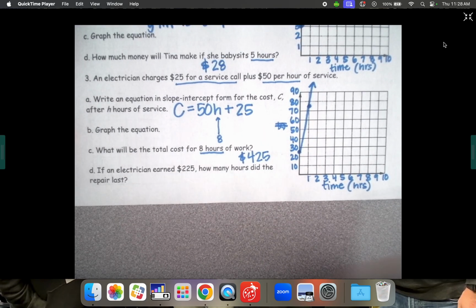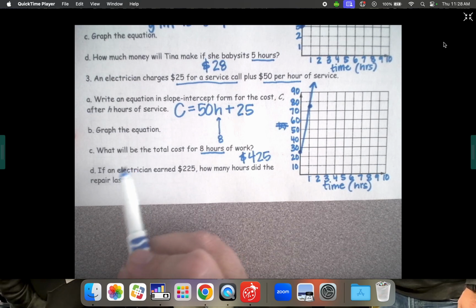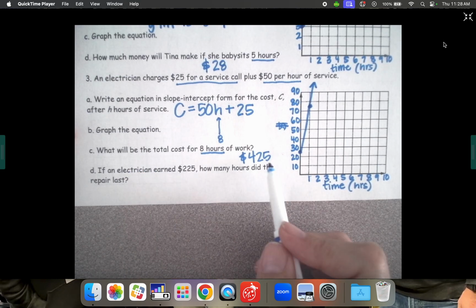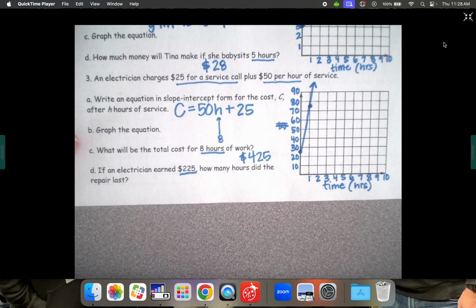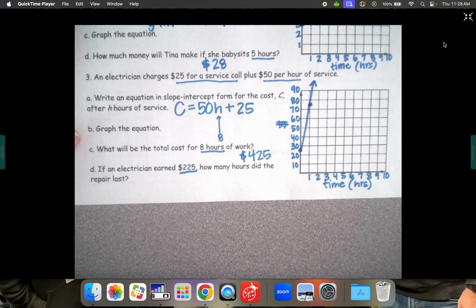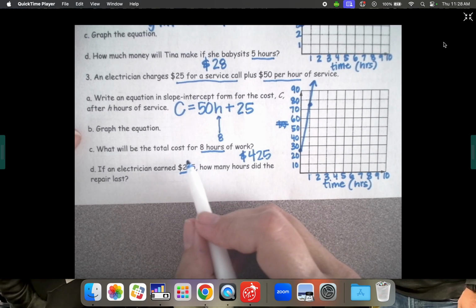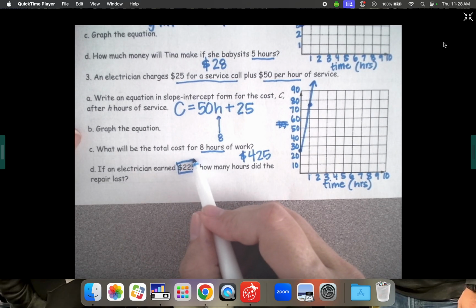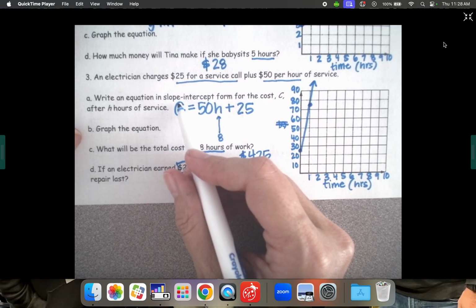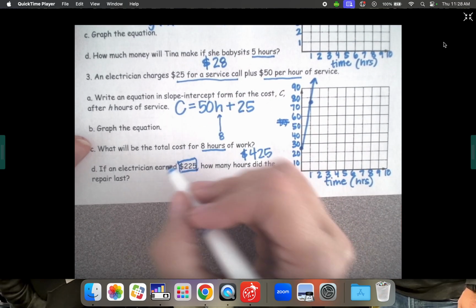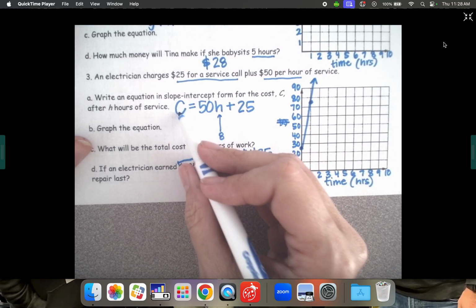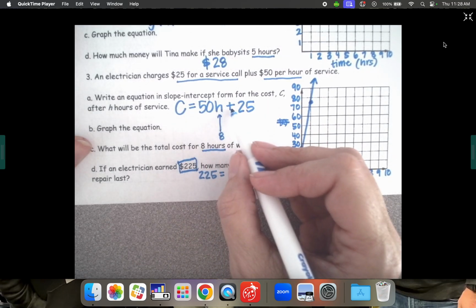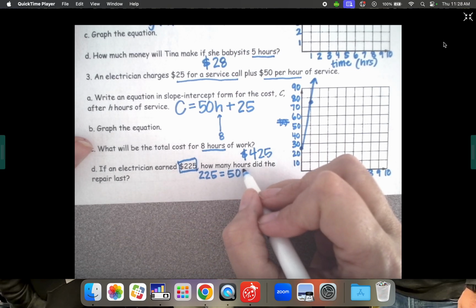So that would be a very expensive electrician. Okay, here's a backwards problem. Now, if the electrician only earned maybe not $425, maybe if they only earned $225, how many hours does that mean that they worked? You can go ahead and work backwards, but I'm going to show you that if this is the total cost C, then it's like putting $225 right here. So you can set up your equation like this. $225 equals, because that's the cost, 50H plus 25. And you can solve it this way.